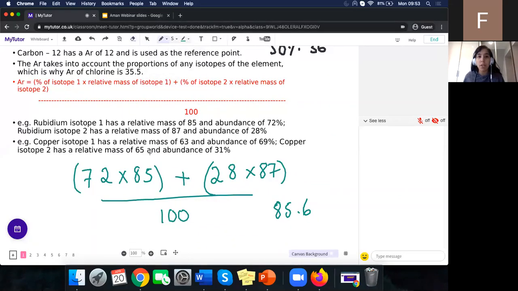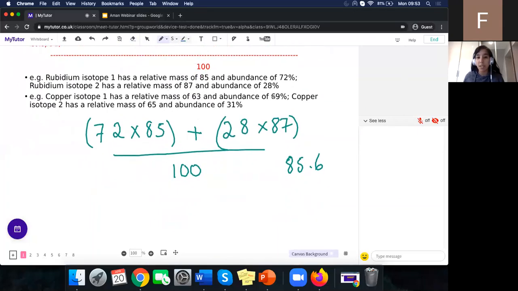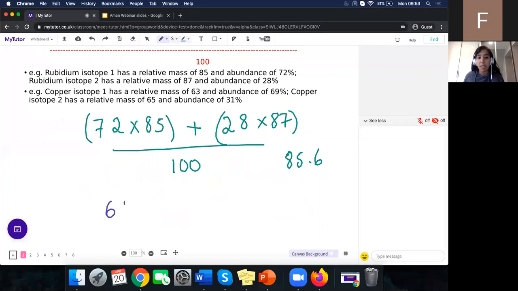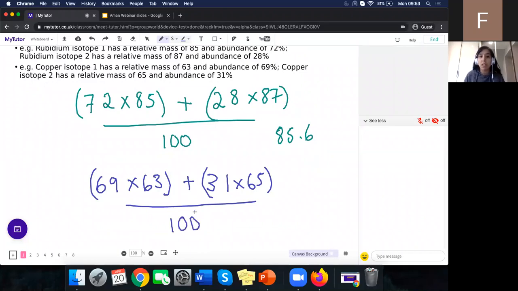Okay, so let's do the copper isotope one then. So copper isotope 1 has a relative mass of 63 and an abundance of 69. So that means the first one will be 69 times 63. We then add that to the second isotope, which has a relative mass of 65 and an abundance of 31. So 31 times 65, and then we divide by 100. Again, does anyone have the answer to that one? Excellent, 63.6 to 3 significant figures.